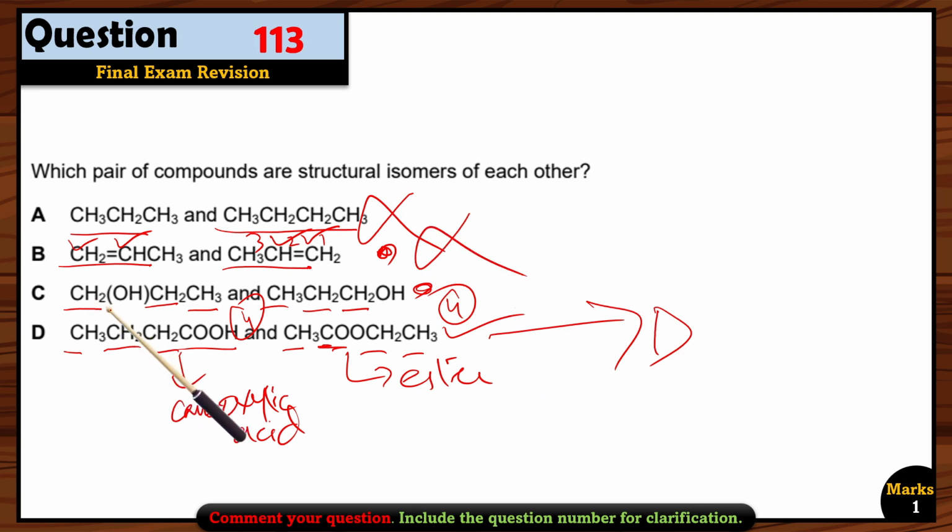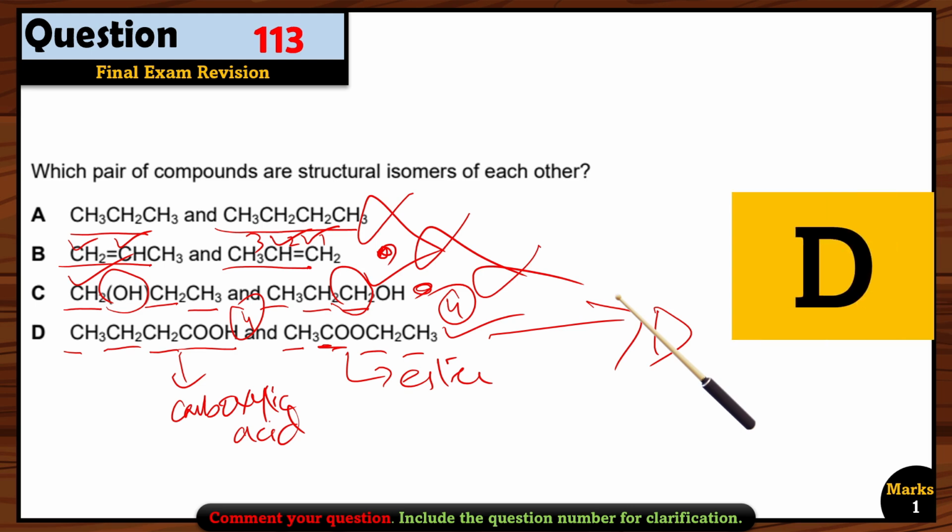Again, if you see that OH, the functional group is on the first carbon. And here the functional group is also on the first carbon. So there is no difference between their structure. So option D is the only right option for this.